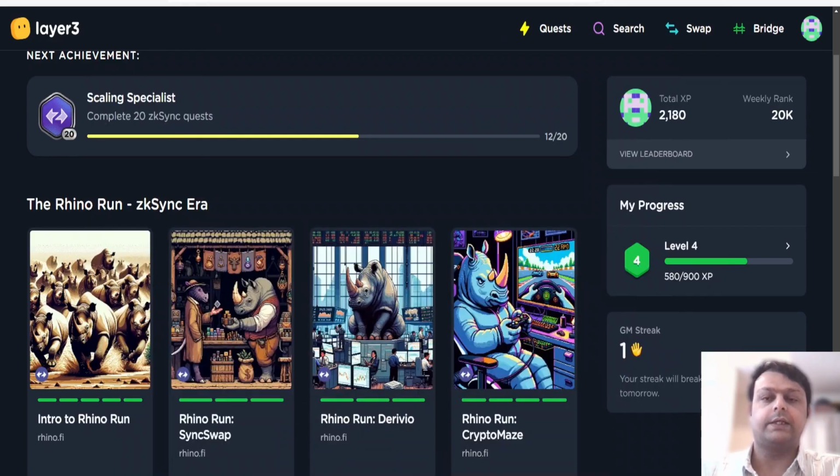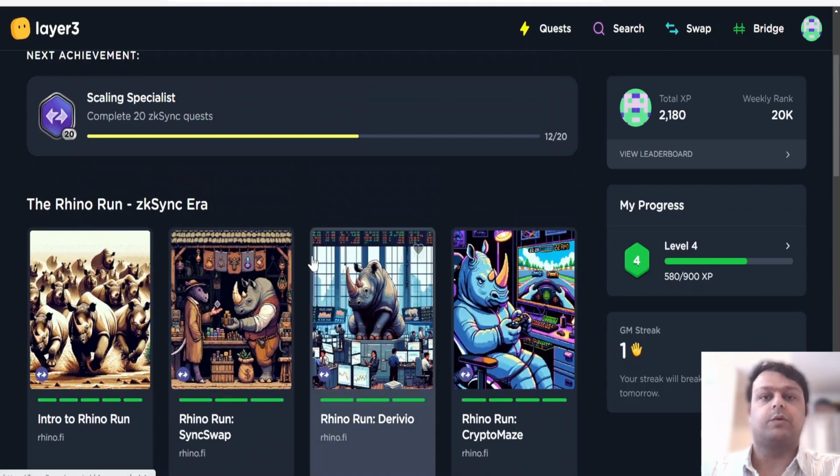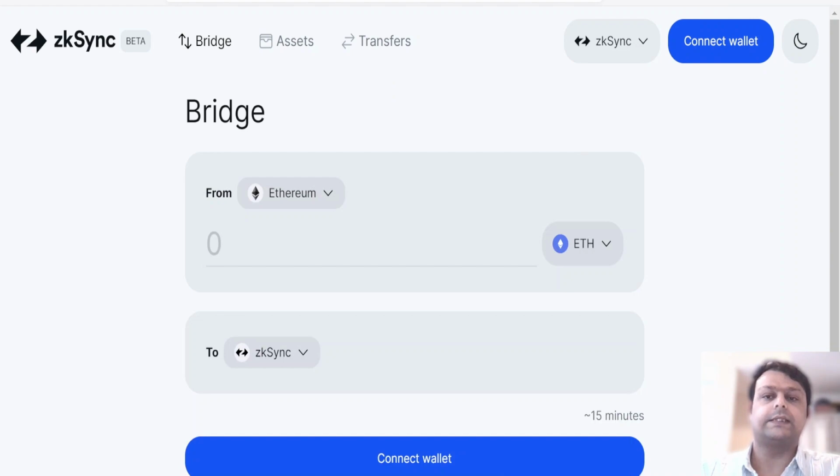Now go to layer3.xyz and select the network ZkSync, and complete all these tasks, which would help you get more transactions on the ZkSync network. Now go to portals.zksync.io and bridge your Ethereum from another chain to the ZkSync chain.